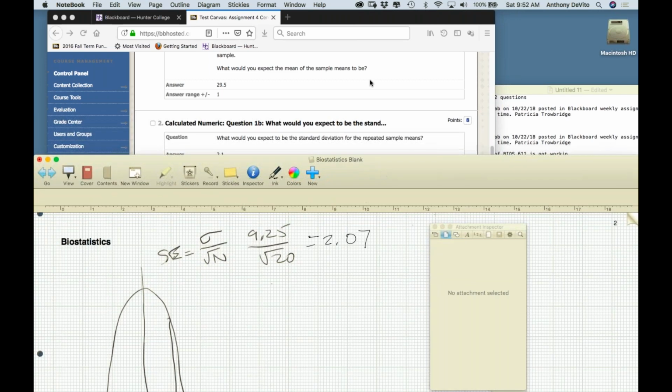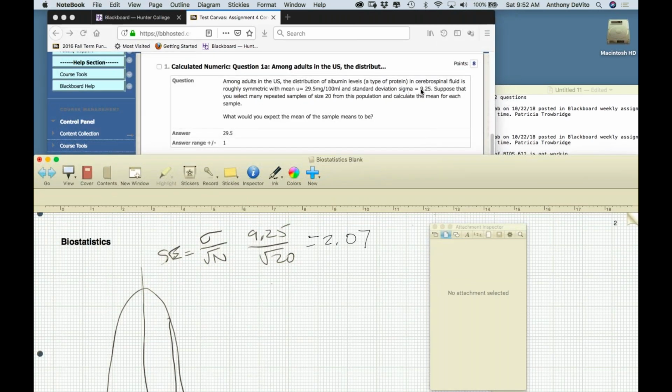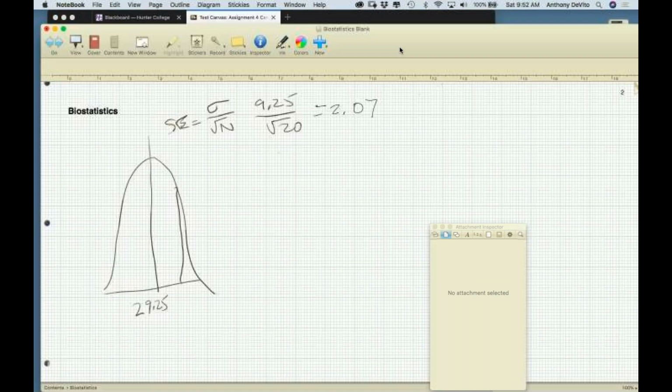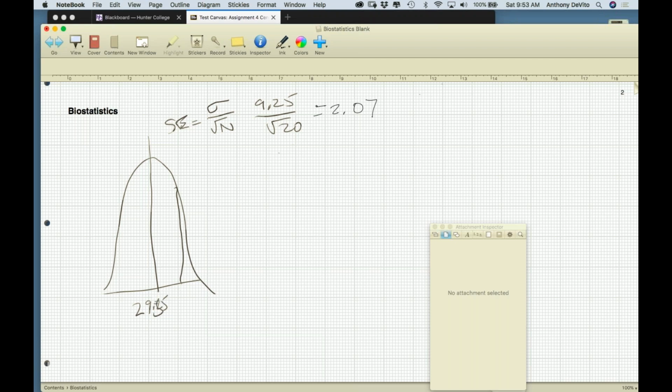Isn't that funny? I did that unconsciously, I guess. 9.25 and 29.5. That's kind of odd, right? I must have liked those numbers that night when I put that together. Okay, 29.5, and I happened to use the same digits, moved over one.